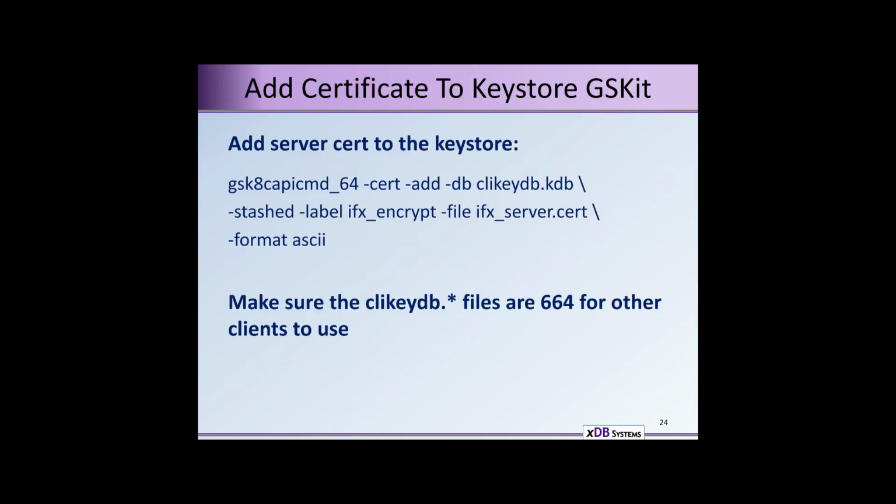Now we're going to take that certificate we pulled from our server key store and put it into our client key store. So we're doing -cert -add, telling it the client key store, -stashed. We're giving it our label, which is the label we used earlier. We're giving it the file name and telling it the format is ASCII. You can go read the cert. It's not going to be terribly useful for you, but it's there. It's a plain text file.